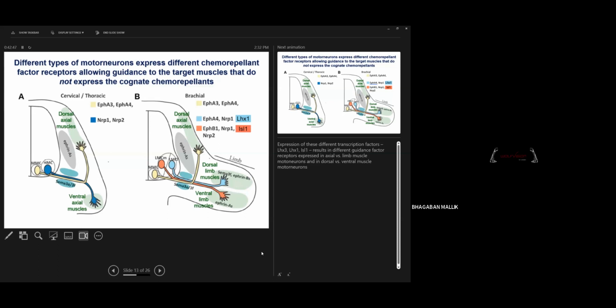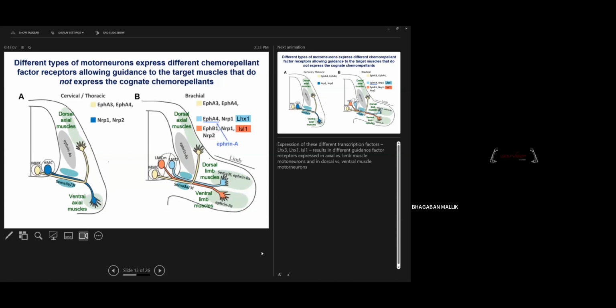You require a lot of things. It's not only one mechanism. There are multiple mechanisms that actually operate in different tissues or different compartments. So here in ventral axial muscle you have Sema3F, and in dorsal axial muscle you have the ephrins.